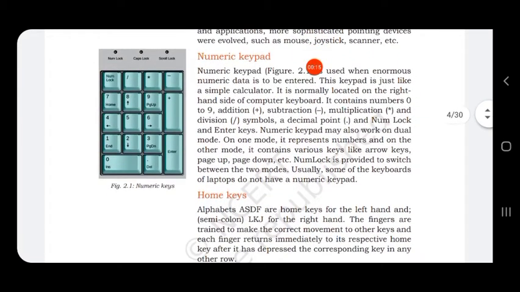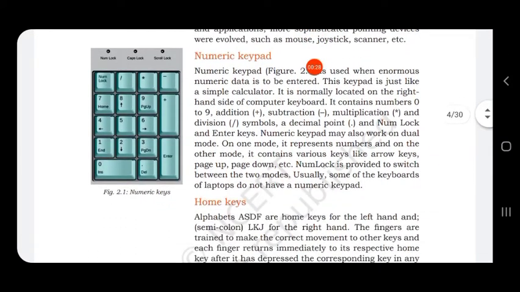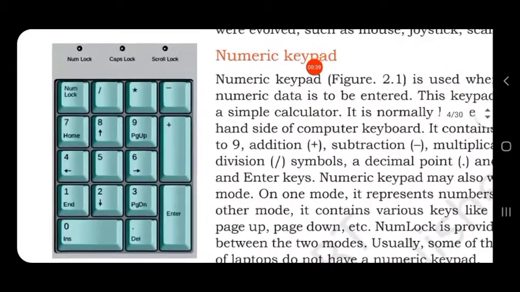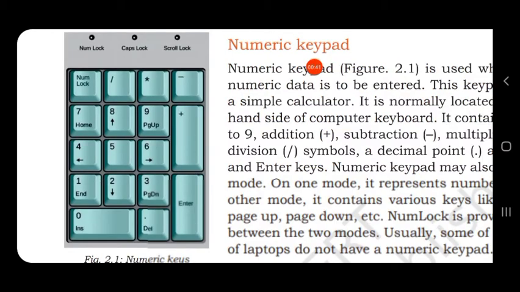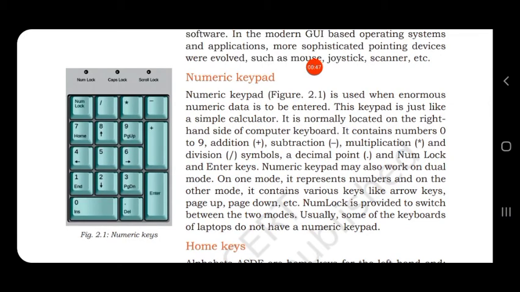Now, let us see the different types of key groups. Groupings in keyboard. The first one is the numeric keypad. In our keyboard, we would have seen on the rightmost corner a group of keys which look like this. That part is called the numeric keypad. The numeric keypad is used when enormous numeric data is to be entered.